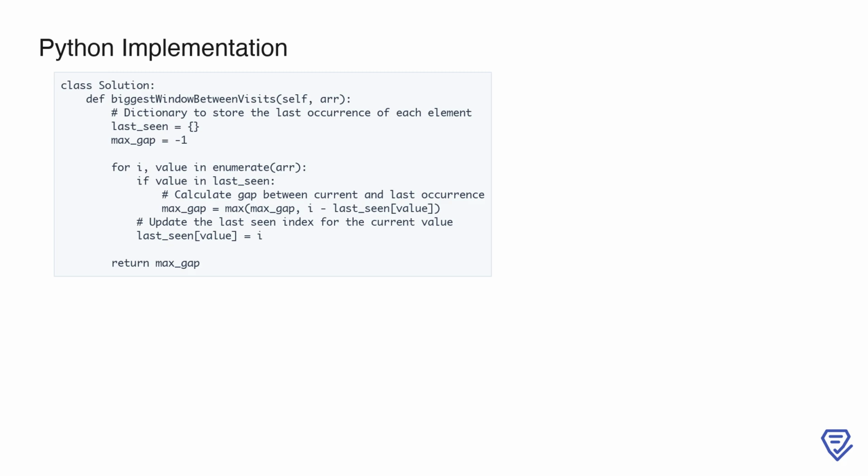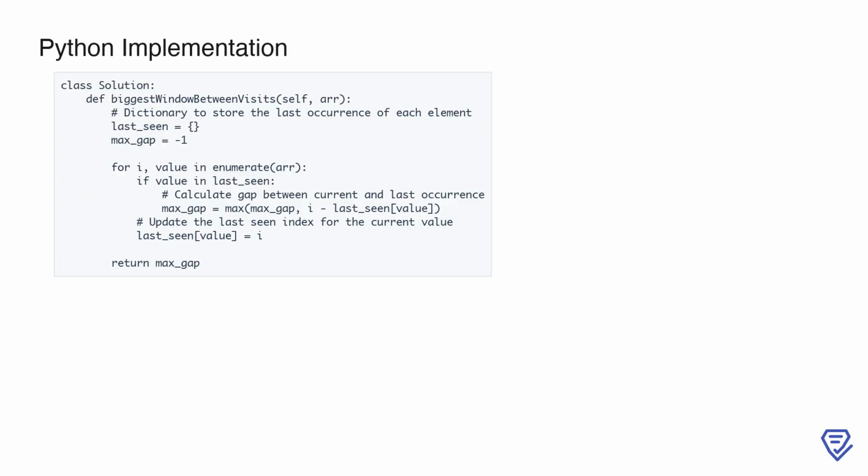1. Initialize data structures. We start with an empty dictionary last_seen to store the last index where each element was observed. We also initialize max_gap to -1, as we need to return -1 if no element appears more than once. 2. Iterate through the array. Using a for loop with enumerate, we iterate over the array, keeping track of both the index, i, and the value, value.